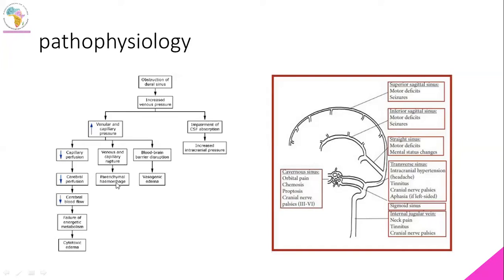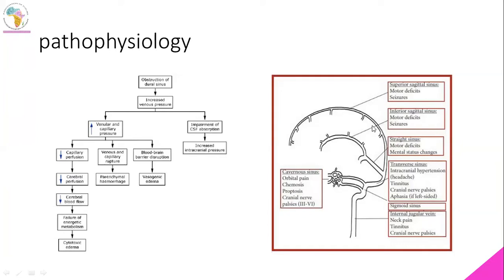which can also lead to venous and capillary rupture with subsequent parenchymal hemorrhage. And the increased venous pressure will ultimately affect the arterial pressure or the cerebral perfusion pressure, which will lead to more edema. So we enter a vicious cycle.